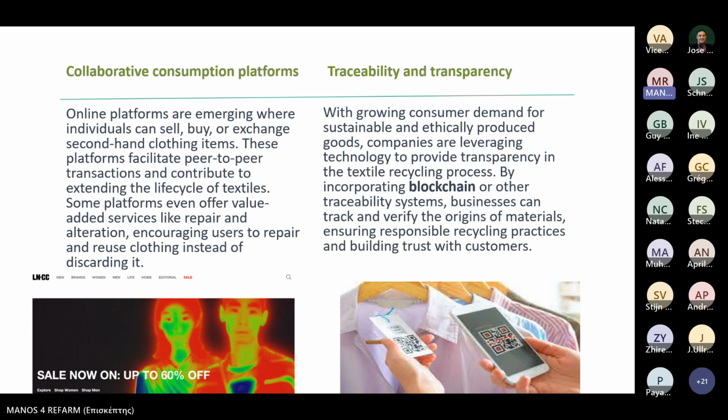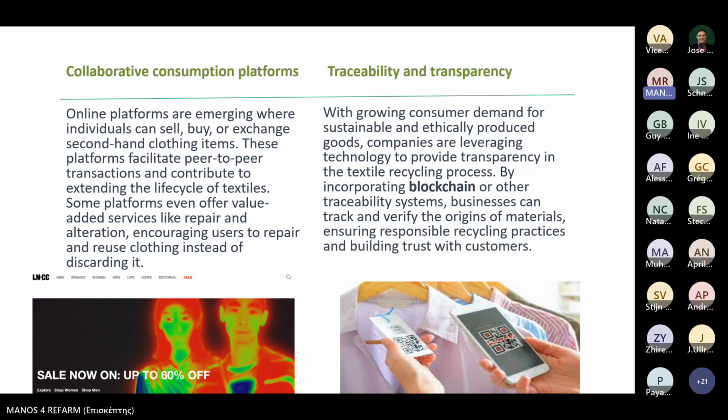Two main trends are, first, collaborative consumption platforms. These are online platforms that are emerging where individuals can sell, buy, or exchange second-hand clothing items. They facilitate peer-to-peer transactions and contribute to extending the lifecycle of textiles. Some even offer value-added services, repairing and altering, and they encourage users to repair and use clothing instead of discarding it. Another trend is traceability and transparency.